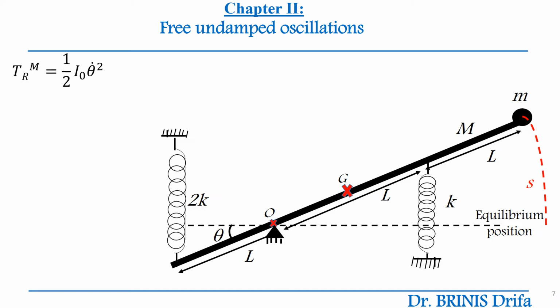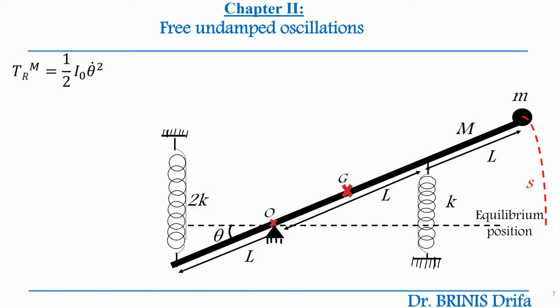Now for the rotational kinetic energy for the rod, the capital M mass, it is equal to half I0 theta dot square. It is rotational kinetic energy. So in rotational motion, the parameter which resists the motion is not m anymore, but it is the moment of inertia I0. Here the I is the moment of inertia about an axis passing through O.